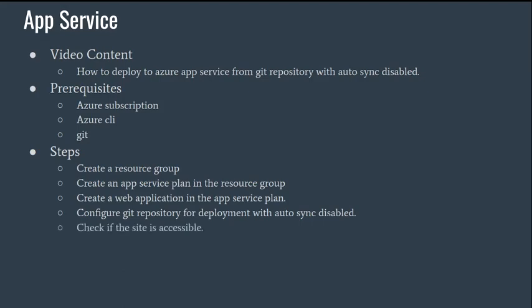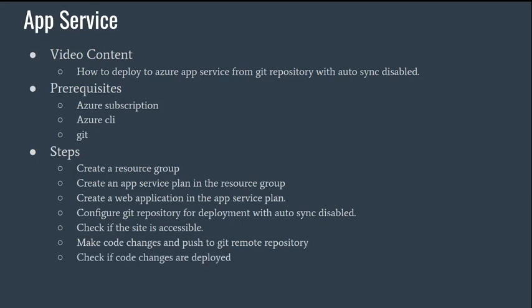Now we will check if the site is accessible. Once the site is up, we will make changes to the code in the Git repository. After pushing the code changes to the remote Git repository, we will verify if the remote deployment has happened or not. Ideally, there should not be any changes in the web application. Let's go ahead and execute the above mentioned steps.